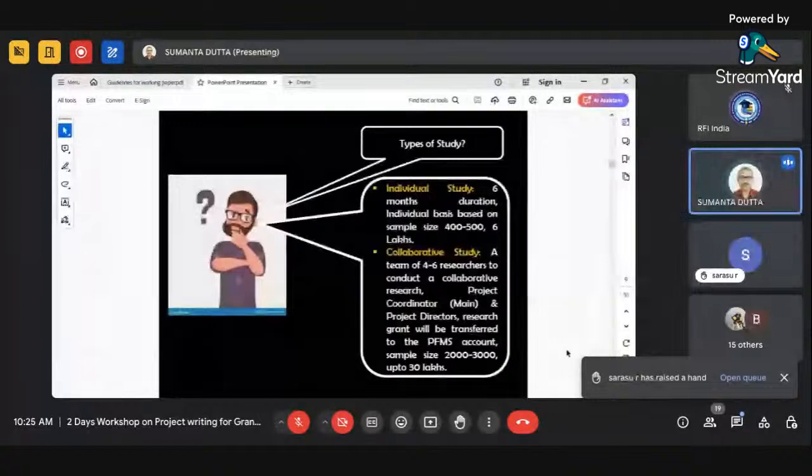So if you are not so confident that you can go for a collaborative project, or you are unable to select very good collaborative team members, my suggestion is that you go for an individual study. You can go initially with a minor and then a major. And if you are a senior professor with long experience, definitely you can go for a collaborative study because you have a good network.